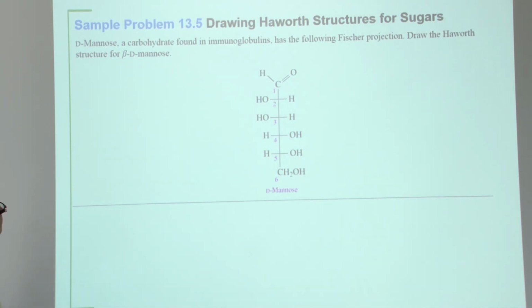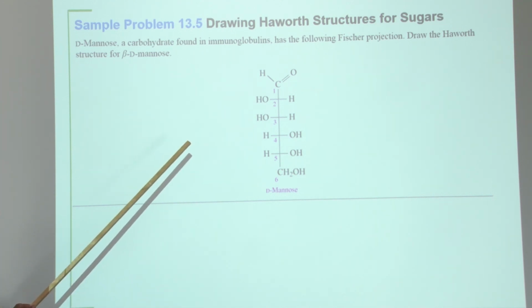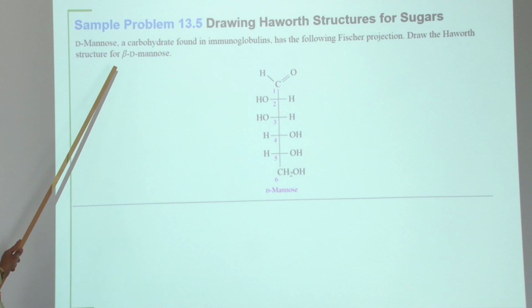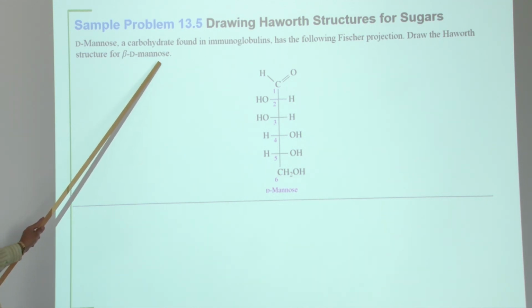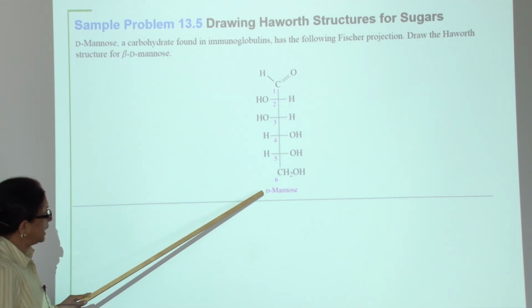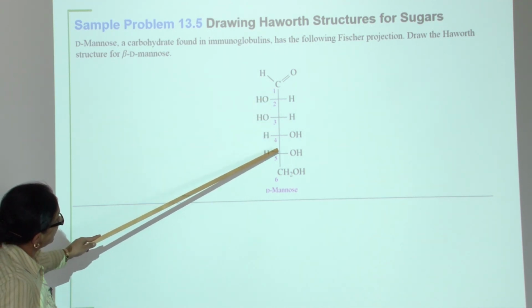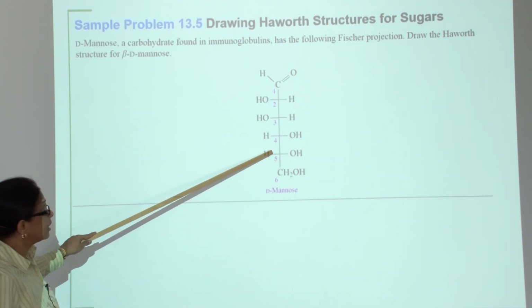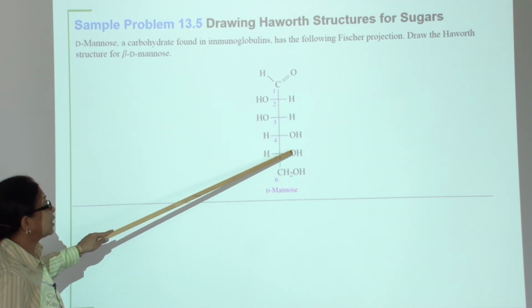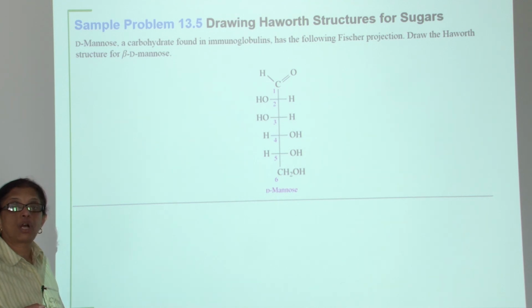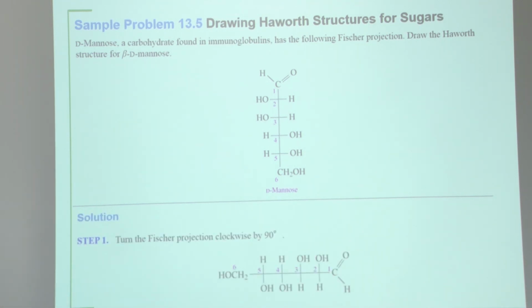So the next problem, the Haworth structure found in immunoglobulins, has the following Fischer projection. Draw the Haworth to show beta-D-mannose. First, let me see how this is D. Starting to number the carbons, I come to the furthest carbon and look for the OH drawn to the right. That makes it D. So I have to draw the Haworth structure to create a beta isomer.